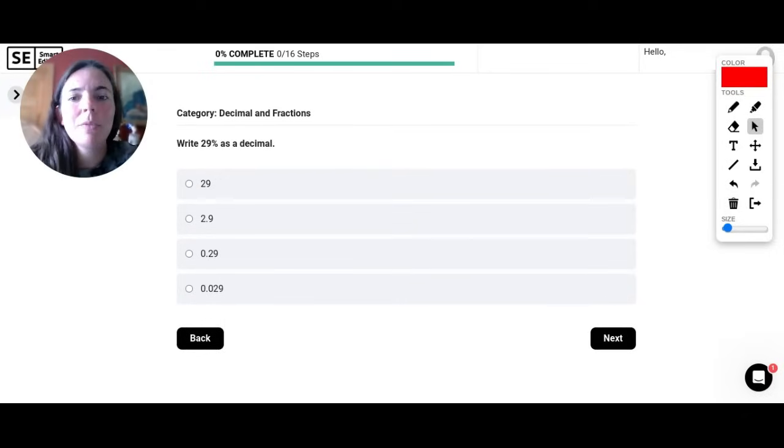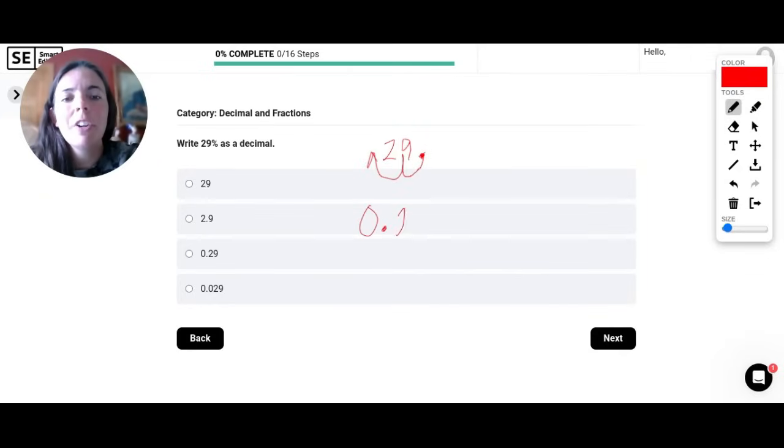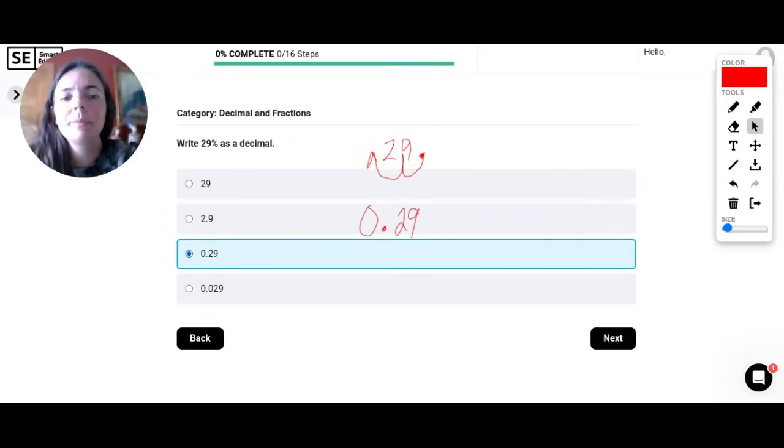All right, let's write 29% as a decimal. So in order to write something as a decimal, I'm going to take 29%. The decimal is hiding right here. We're going to swoop it to the left twice. So when I move that decimal over, I get 0.29 or 29 hundredths.